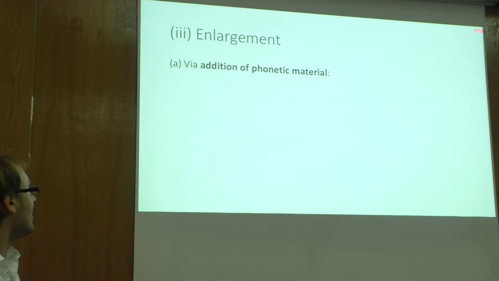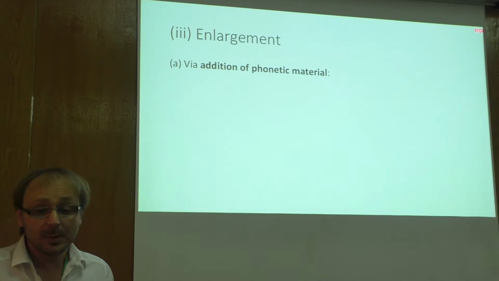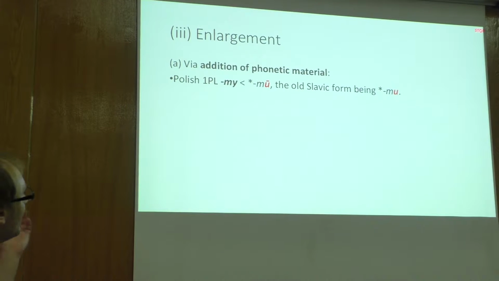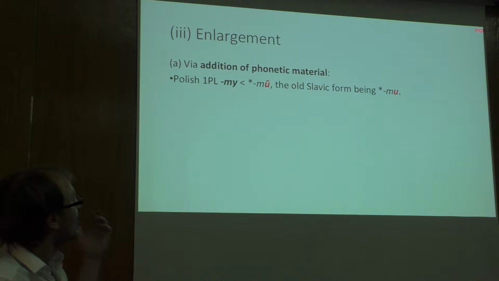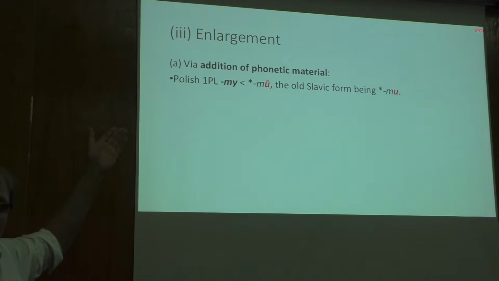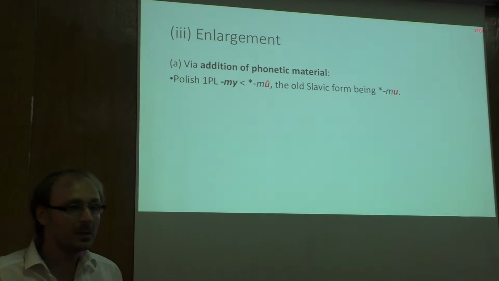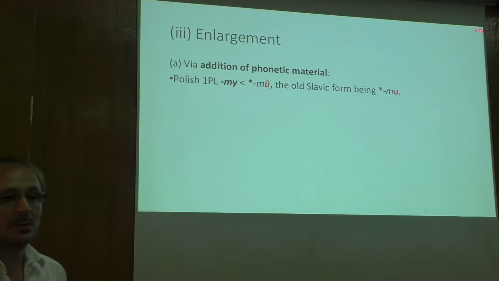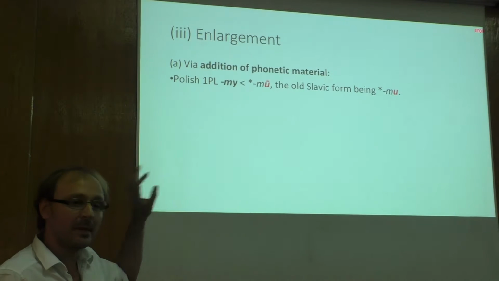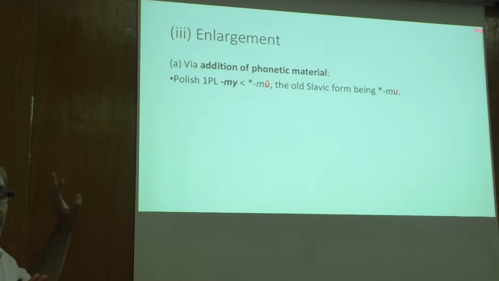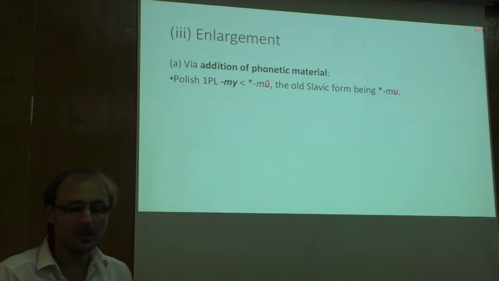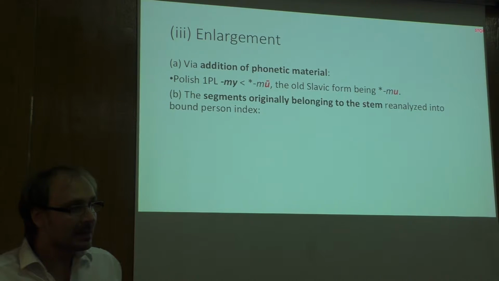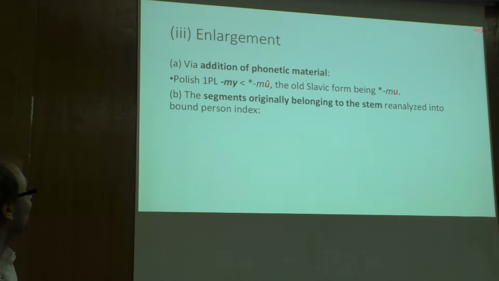Now, less trivial, the person number indexes may also be enlarged in the course of time. So, for example, the Polish first plural my actually goes back to a form with a long vowel, even though historically we know that Proto-Slavic was certainly with a short vowel. So, for some reason, this vowel was lengthened by some analogy. Comrie, for example, says it was in analogy to the independent pronoun, but we don't know exactly. It's not important. Crucially, the indexes may also grow in the course of time.